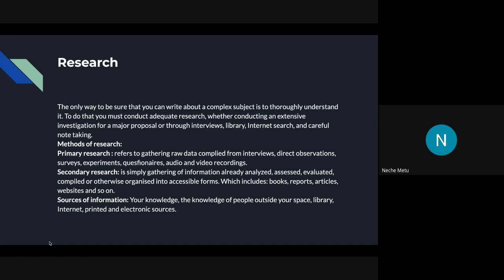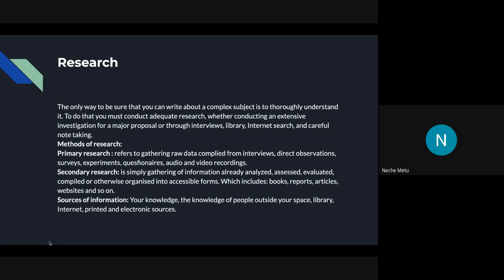And then some of the pros of secondary research is that it doesn't cost a lot of time. It's not costly because somebody has already worked on something similar. But the cons are that it's not firsthand and the information may not be totally correct. So these are some of the things you look out for when you're picking your method of research.